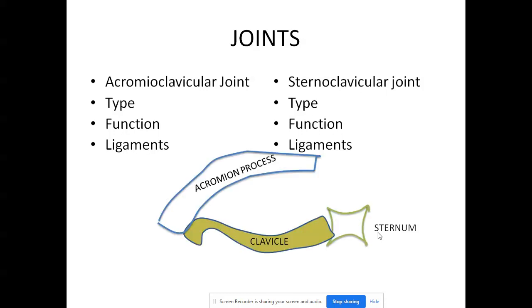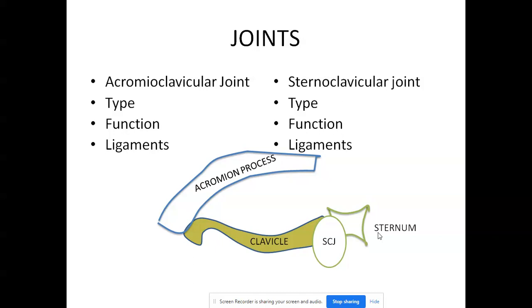Coming to joints. There are two joints when we are dealing with scapulae and clavicle. That is your acromioclavicular joint and sternoclavicular joint. First, we'll deal with sternoclavicular joint. It is a joint forming between clavicle and sternum. Short form for sternoclavicular joint is SCJ. Sternoclavicular joint is a synovial saddle joint. The type of joint is synovial saddle joint.